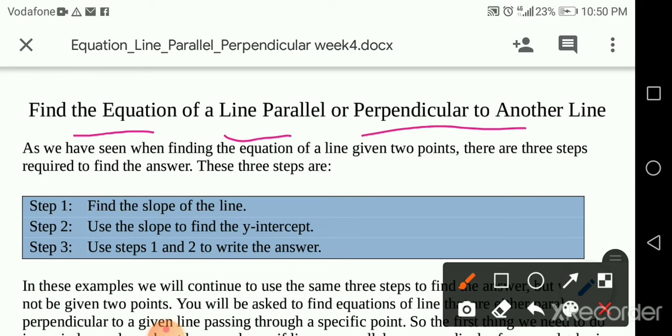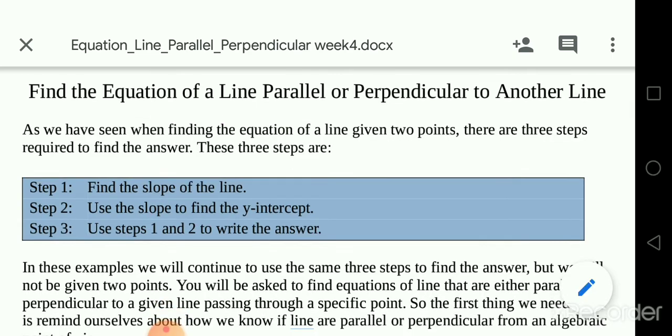Let's see what this is, guys. When I want to solve this, I have to follow three steps. Step 1: find the slope of the line. Step 2: use the slope to find the y-intercept. Step 3: use step 1 and step 2 to write the answer. Let's see how.